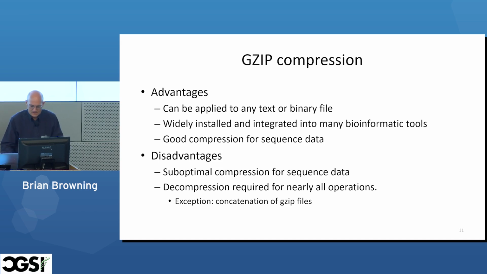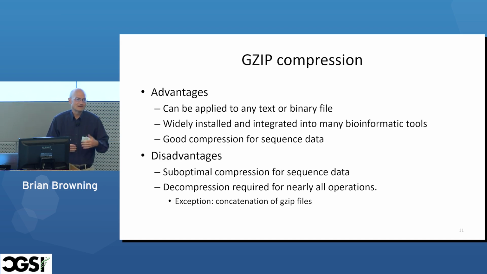Its advantages are that it can be applied to any byte sequence. It's widely installed. It gives good compression. Disadvantages: with really large data sets, sometimes you need a bit more. Good isn't good enough. You really need state-of-the-art compression. And decompression is required for nearly all operations. That's a nuisance with gzip.